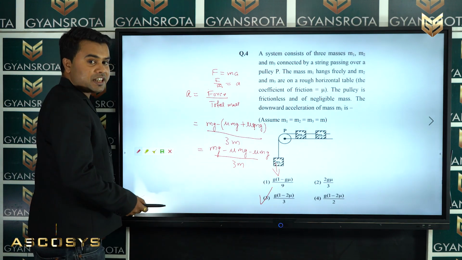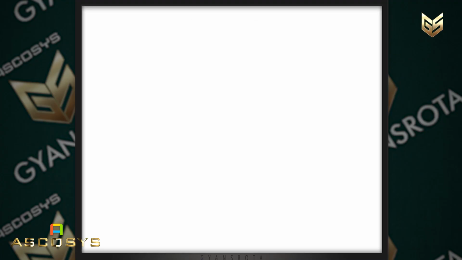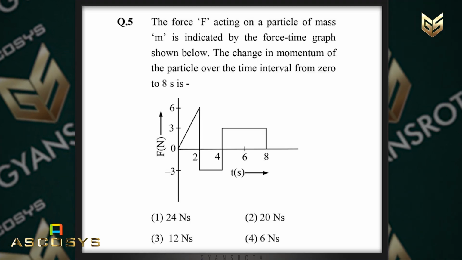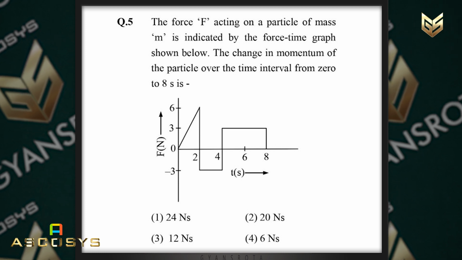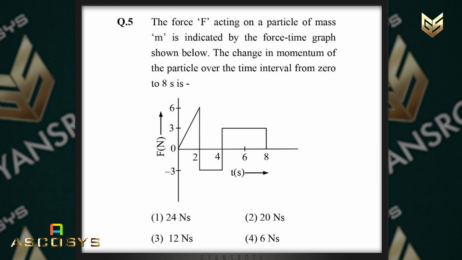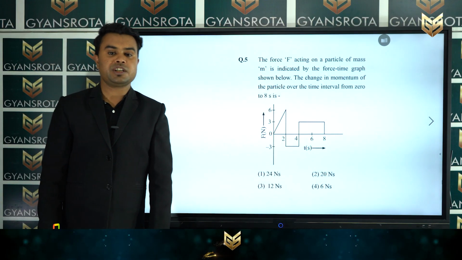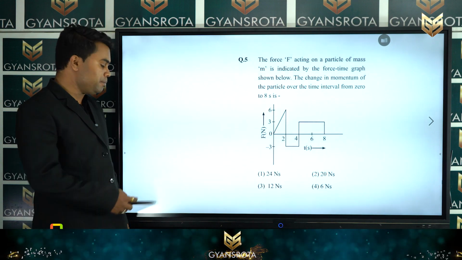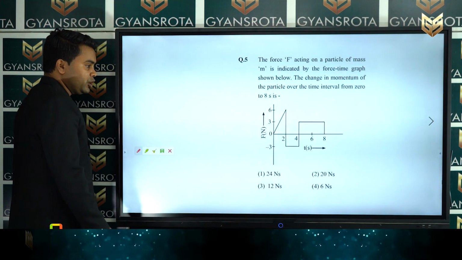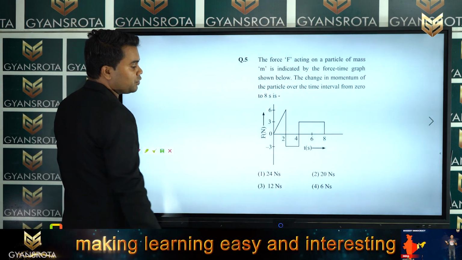Now, let us move to the next question, question number 5. The force F acting on a particle of mass m is indicated by a force-time graph shown below. The change in momentum of the particle over the time interval from 0 to 8 seconds is? You need to calculate the change in momentum, which means you need to calculate the impulse, force multiplied with time. So, how are you going to do it? You are going to find the area covered by force and time.